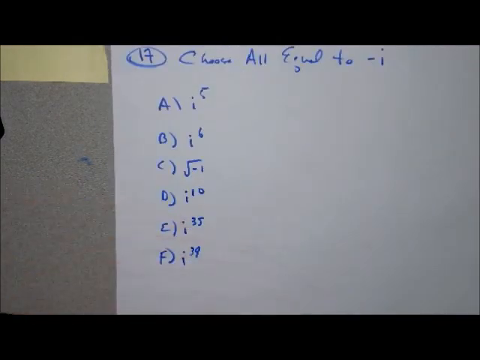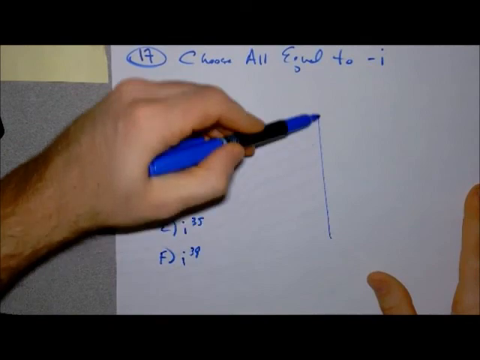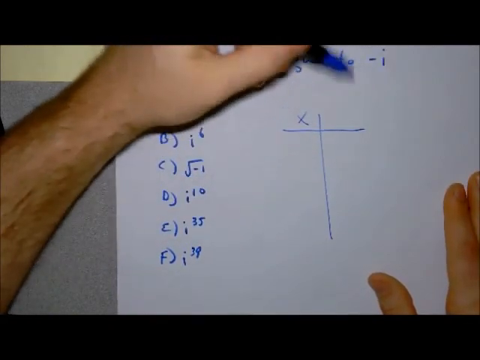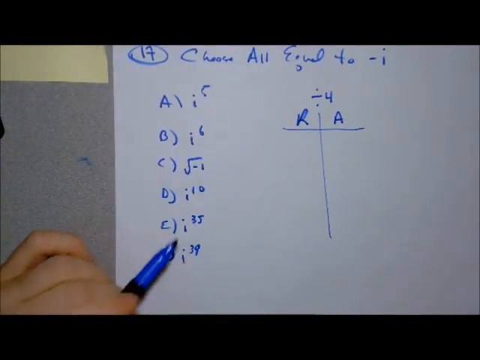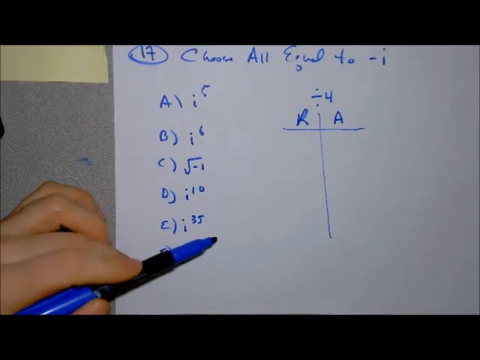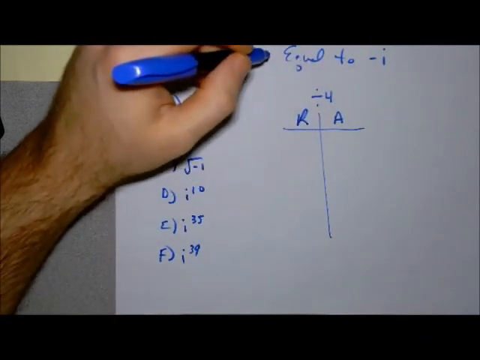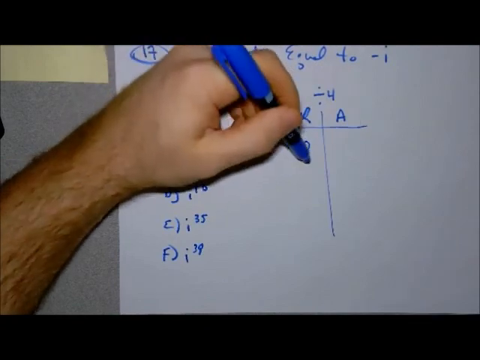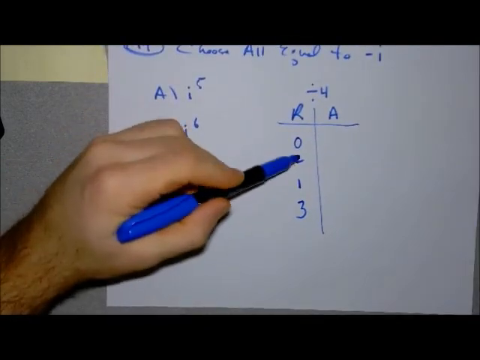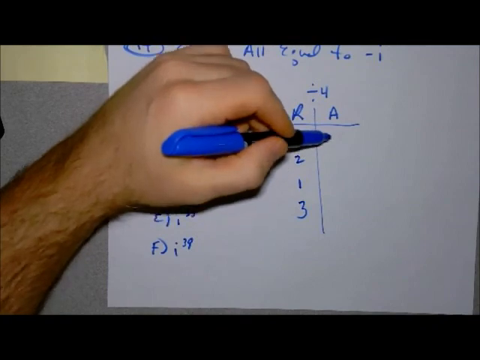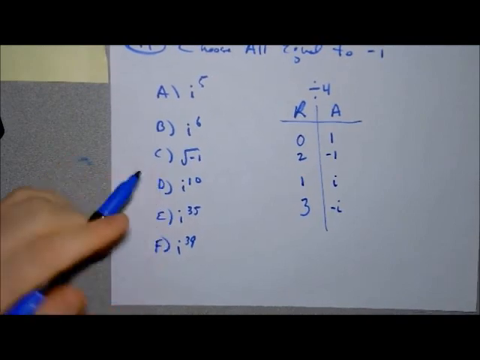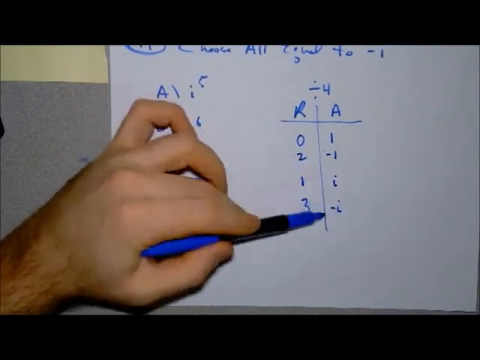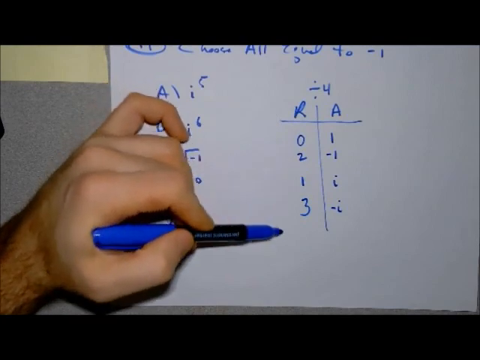For number 17, it says choose all equal to negative i. So this might be a slightly different explanation if you're not already in my class, but we go with this chart and we say it's remainder, answer, and we're dividing by 4. So you're dividing each one of these by 4, and if you divide something by 4, the possible remainders could be 0, 2, 1, 3. So the reason we do the 0, 2, 1, 3 order is that it lines the answers up as 1, negative 1, i, negative i. There's a longer explanation as to where these come from, but if you memorize this chart, you can just look up your answers very quickly.